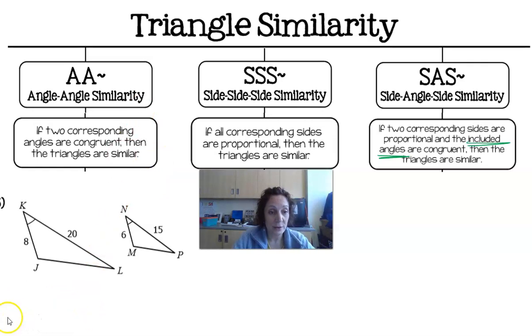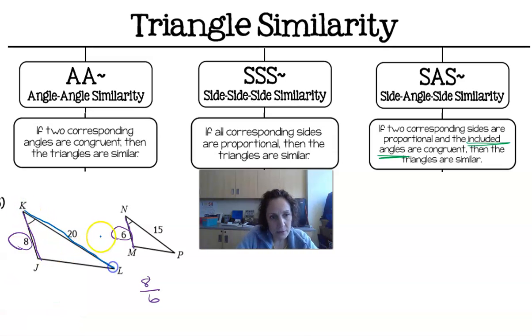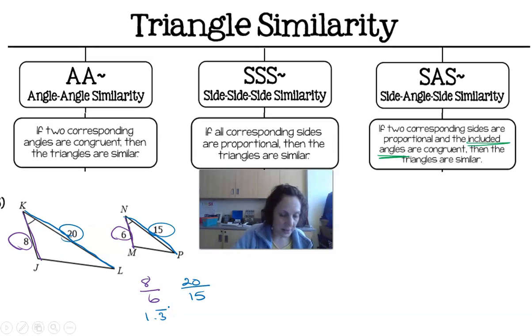Okay, so let's look at the information we have because it's important to make sure you have the right stuff, right? So I have this side right here of 8 matches to this side right here of 6. So I have a side proportion of 8 over 6. I have this side right here of 20 going with this side right here of 15. So I have another side ratio of 20 over 15. I need to make sure these are the same before I go any further. So 8 divided by 6 is 1.3 repeating. 20 divided by 15 is 1.3 repeating. Okay, so far so good.